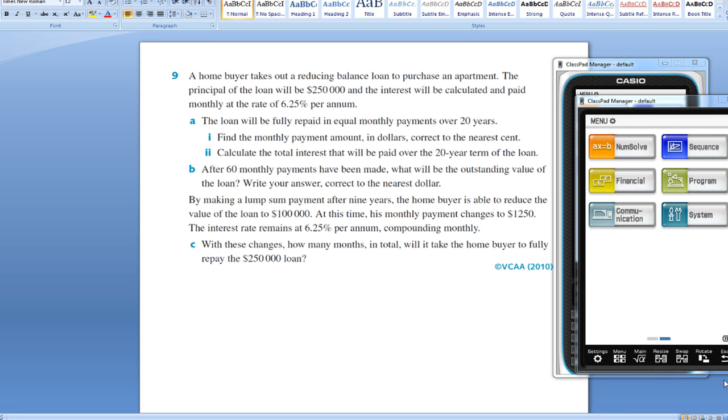This is another really good example from Cambridge, and it's the final question from the Chapter 9 review. What we've got is a home buyer taking out a reducing balance loan. So now remember, I'll just quickly write up our convention here again.